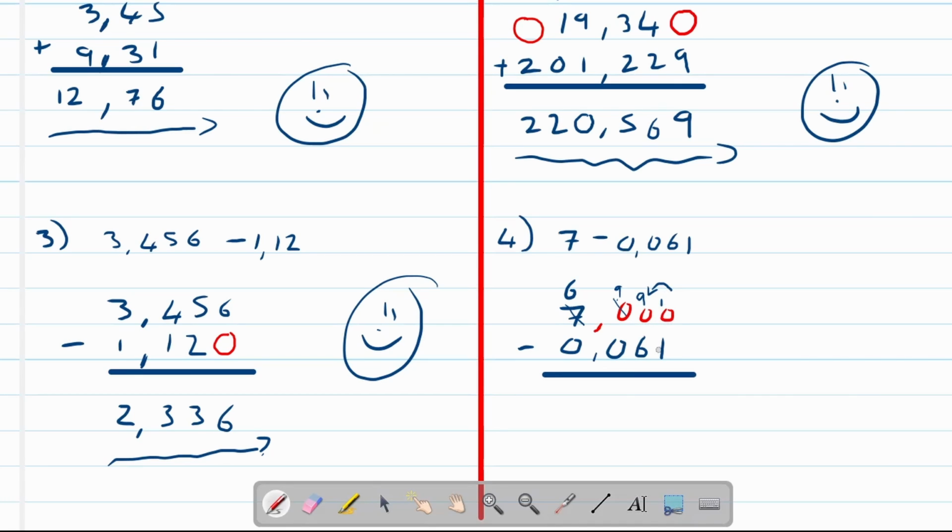So now we've got a 10 minus 1 is equal to 9. Then we've got a 9 minus 6, and that is equal to 3. Then we've got a 9 minus 0 is equal to 9. Then we put the comma in there, and then 6 minus 0 is equal to 6.